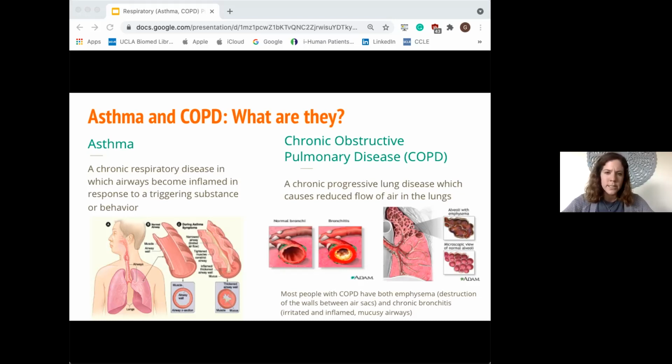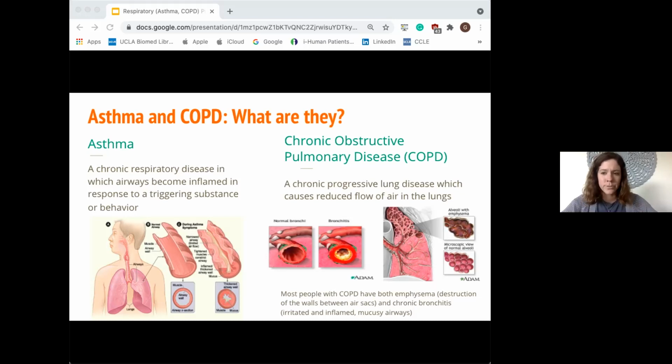As you can see on the picture on the left, in response to the trigger, the airways become swollen and narrowed. They may even produce excess mucus, and the smooth muscle of the airway can constrict. You may have heard the term bronchoconstriction, and that's this. All this together makes the airway narrow and makes it difficult for air to flow in and out and difficult to breathe.